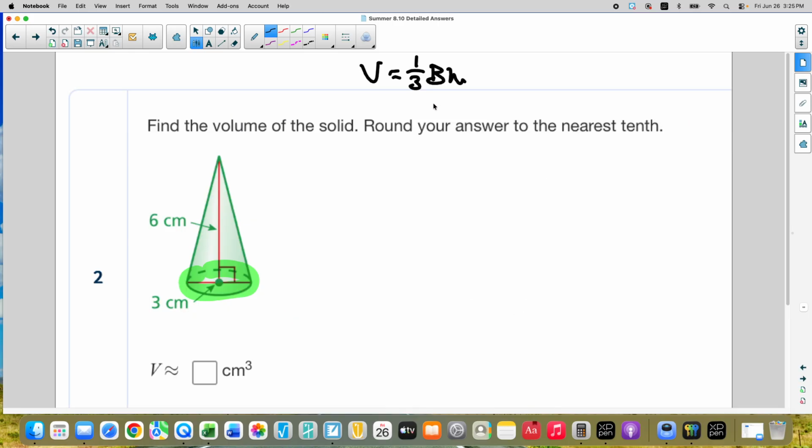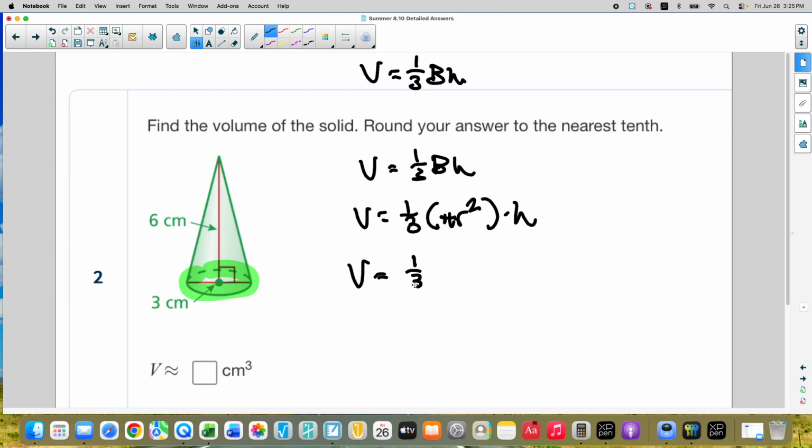And then you fill in your base shape. So we have this 1/3 big B times H. My base shape is a circle again. So we're going to fill in pi r squared times the height. Volume equals 1/3. Pi, we're going to use 3.14. Radius, this is the diameter. So very important. This is diameter. So the radius is going to be 1.5 squared times the height, which is 6. Everything is in centimeters. So, of course, my volume is going to be centimeters cubed.